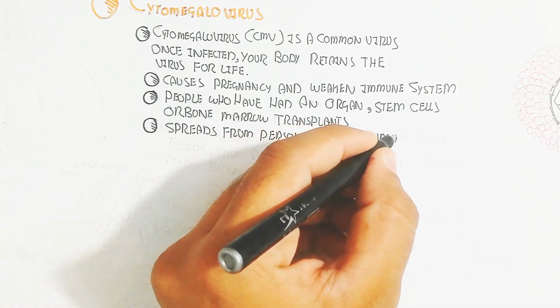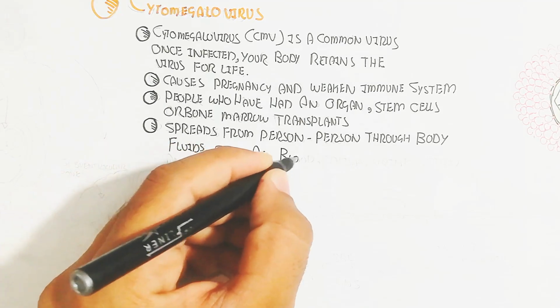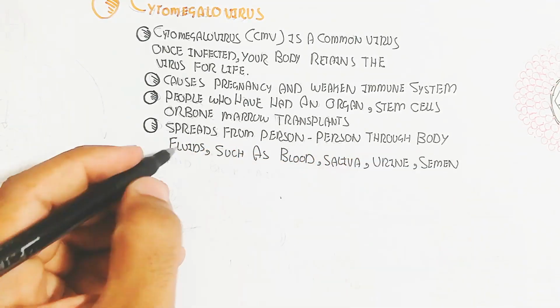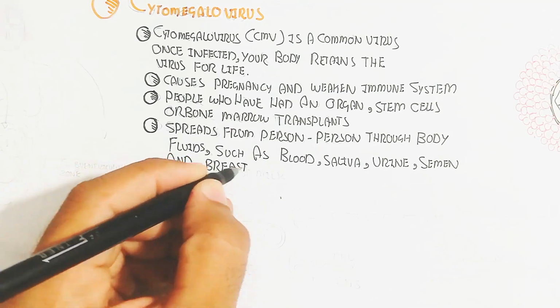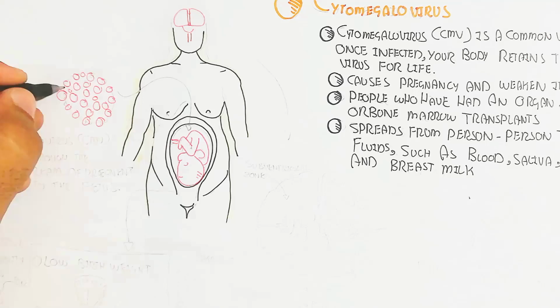The virus spreads from person to person through body fluids such as blood, saliva, urine, semen, and breast milk, including when the mother feeds the baby breast milk. So in this way it can also infect the baby.